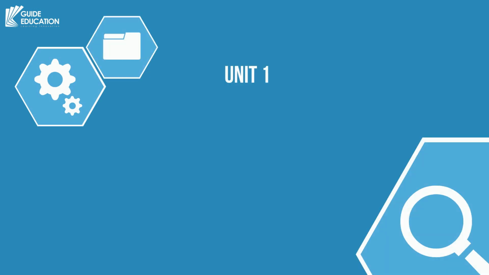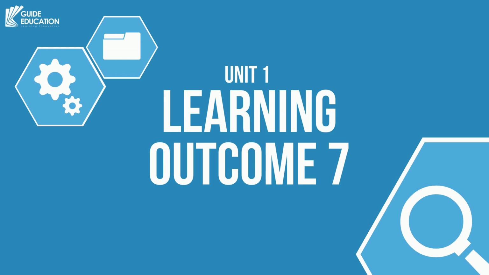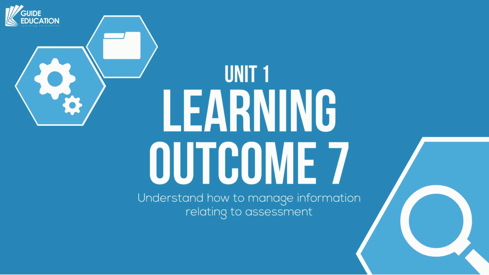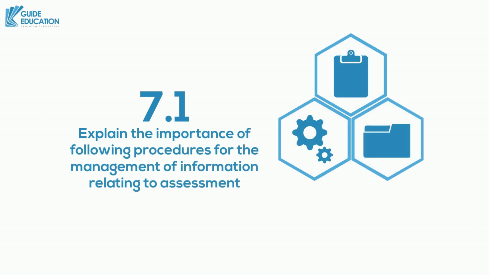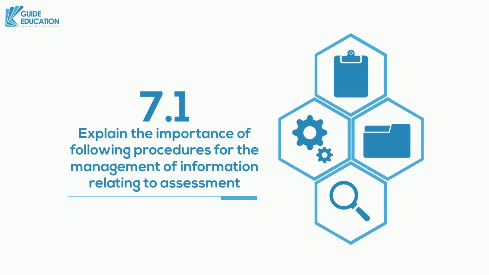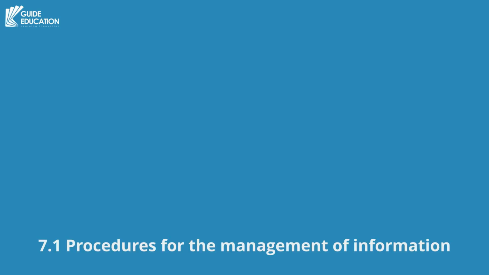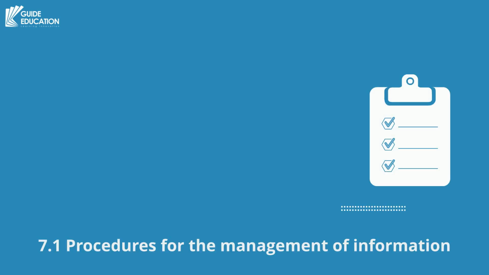Now we will take a look at Learning Assessment Objective 7. This learning outcome is concerned with understanding how to manage information relating to assessment. 7.1. In this area, we'll explain the importance of following procedures for the management of information relating to assessment. There needs to be a very clear protocol for the procedures of management of information.